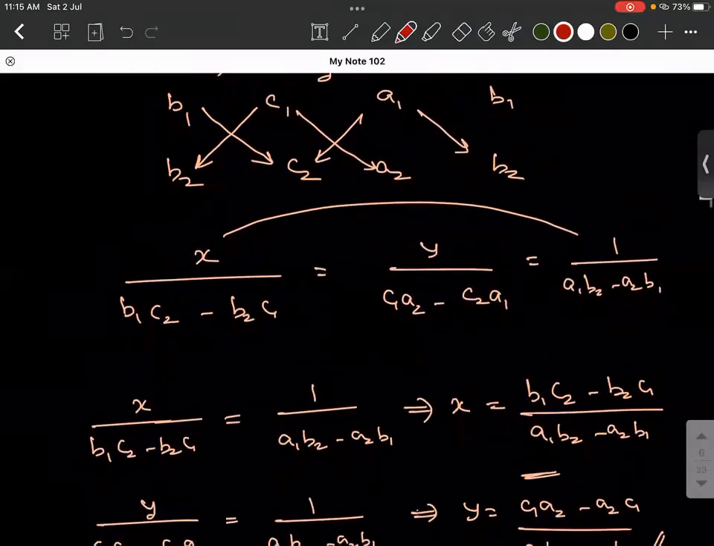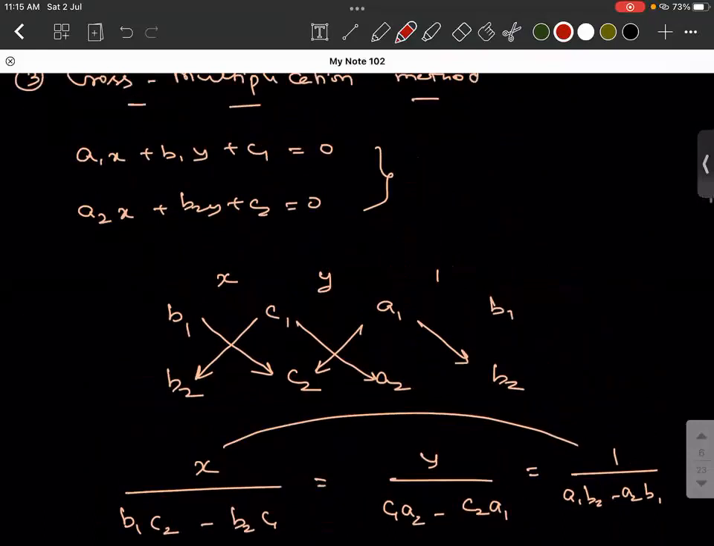Did you understand what I did first? So what are you supposed to do? Let's recollect the steps. First start with b1 b2, c1 c2, a1 a2, b1 b2. So between b1 and c1 on the top, you will write x. Between c1 and a1, you will write y. Between a1 and b1, you will write 1. So you'll start with x. X divided by, what are we supposed to do? Cross multiply the terms, starting from left to right. So b1 c2 minus b2 c1. Y divided by, you do c1 a2 minus c2 a1.